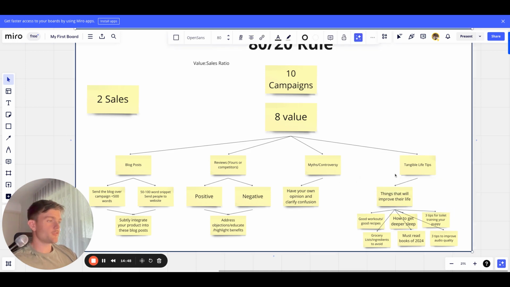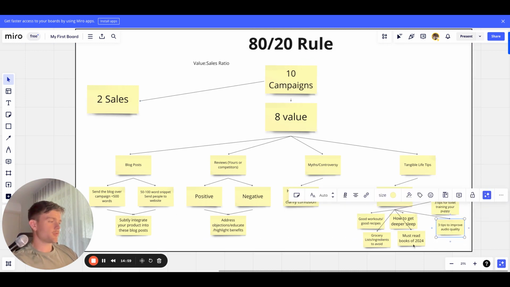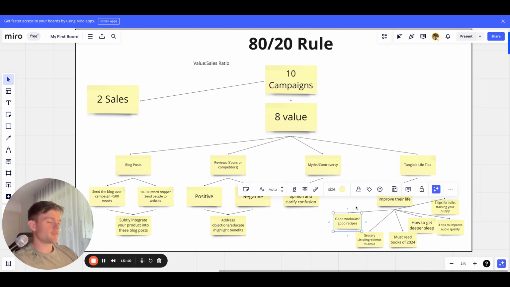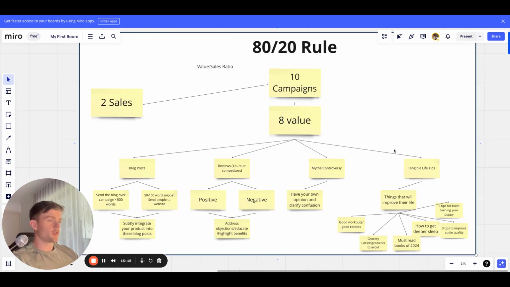And from here, you find ways to subtly integrate your products into these campaigns. It's really easy. You can see here, like 3 tips for toilet training your puppy. Maybe you have a product that helps with that. 3 tips to improving audio quality. Maybe you sell microphones that are going to have great audio quality. 3 tips to get deeper sleep. Maybe your sleeping tablet helps them get deeper sleep. Good workouts and recipes. Maybe you sell a recipe book. Grocery list. Maybe you sell another recipe book that requires buying groceries. It goes on and on and on.